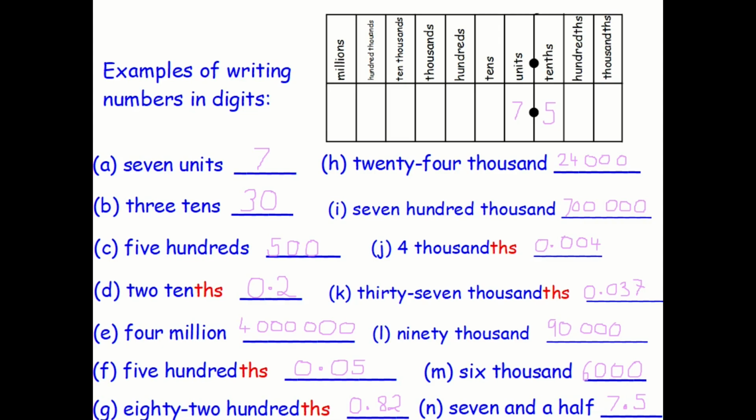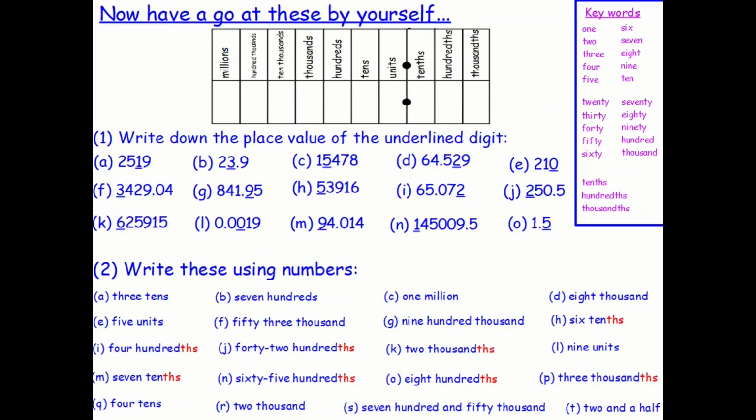Okay, so here are a couple for you to have a go at yourself. So pause the video now, keep them on the screen, have a go at writing down the place value of the underlined digits in question 1 and writing out the numbers using digits in question 2. So make sure you use the place value table here and the keywords here to make sure your spellings are nice and accurate. Okay, good luck with that. Pause the video now and have a go at them, and then resume the video to see the answers.